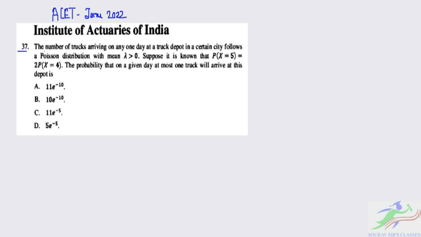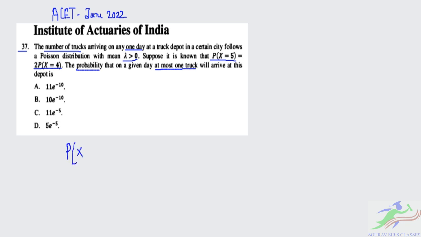It is given that the number of trucks arriving on any one day at a truck depot in a certain city follows a Poisson distribution with mean lambda greater than 0. Suppose it is known that the probability at x equal to 5 is twice the probability at x equal to 4. We have to find the probability that on a given day at most one truck will arrive at this depot. This is pretty straightforward.